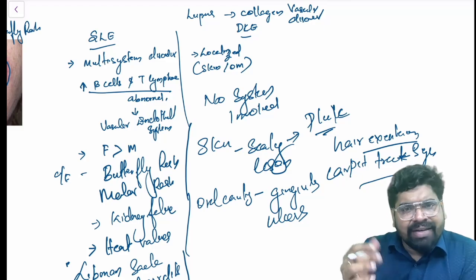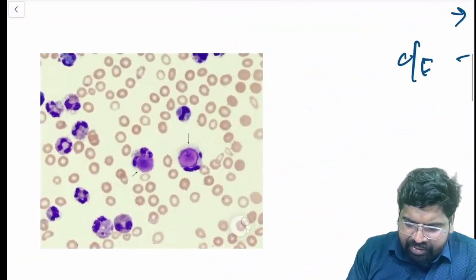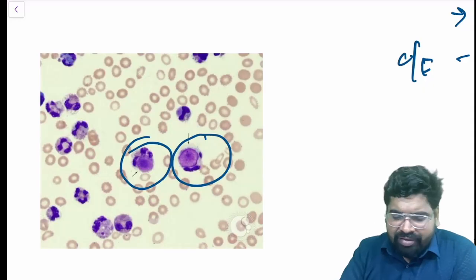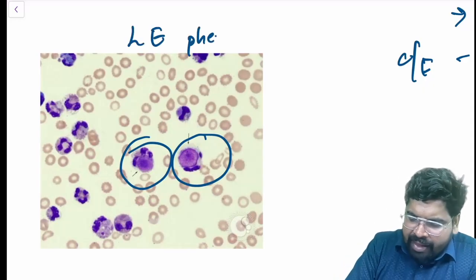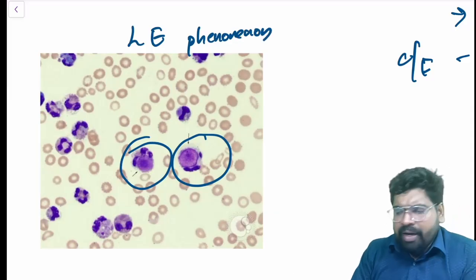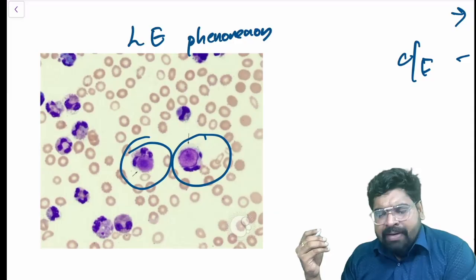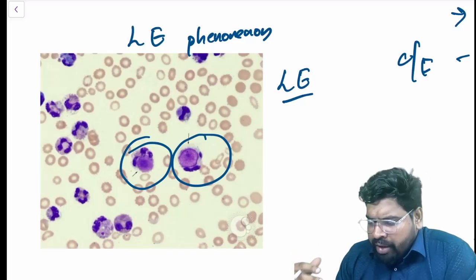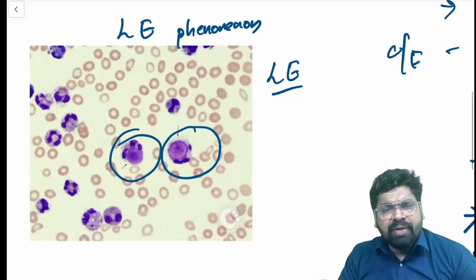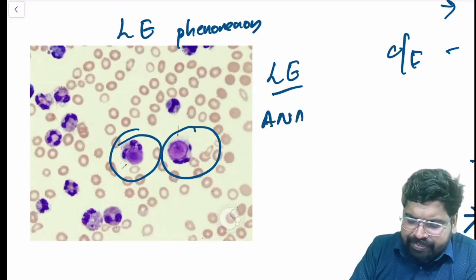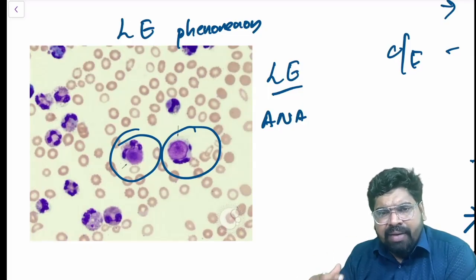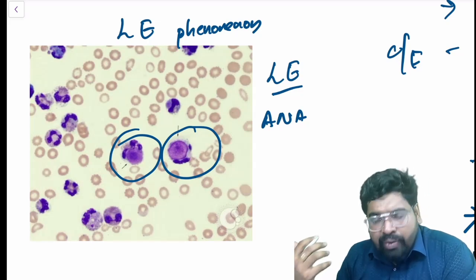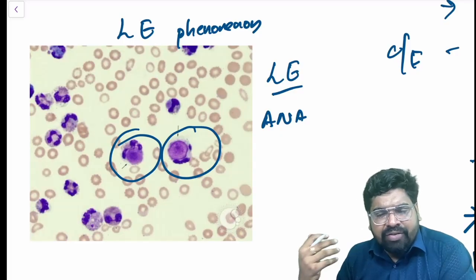There's one interesting question here. Can you see this cell? This is a feature you see in systemic lupus erythematosus. This is called the LE phenomenon. Please note, LE phenomenon. In SLE there are many anti-nuclear antibodies, ANA. It means our own body is making antibodies against the nucleus, or our own cells. So the nucleus of the lymphocyte, the nucleus of the neutrophils, etc.